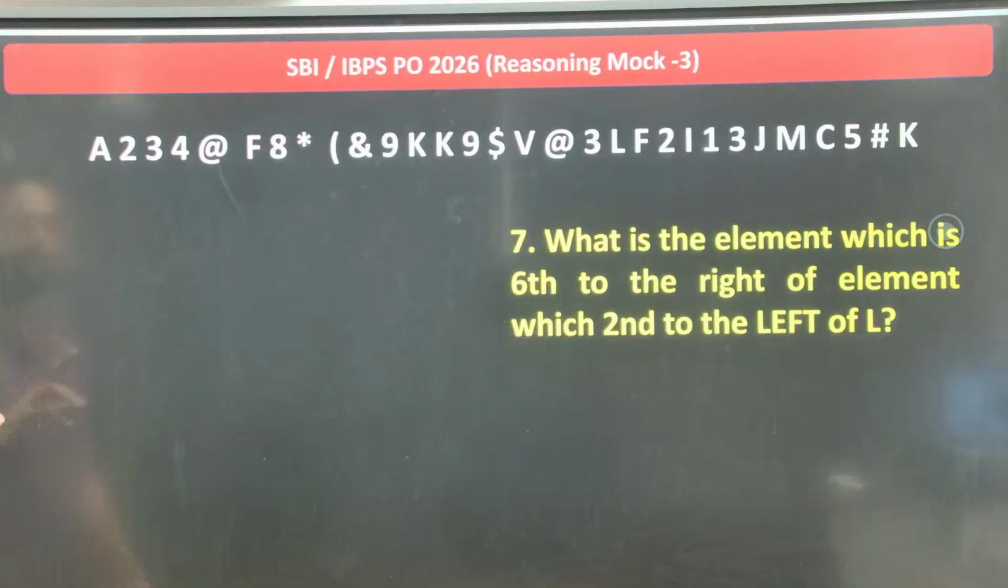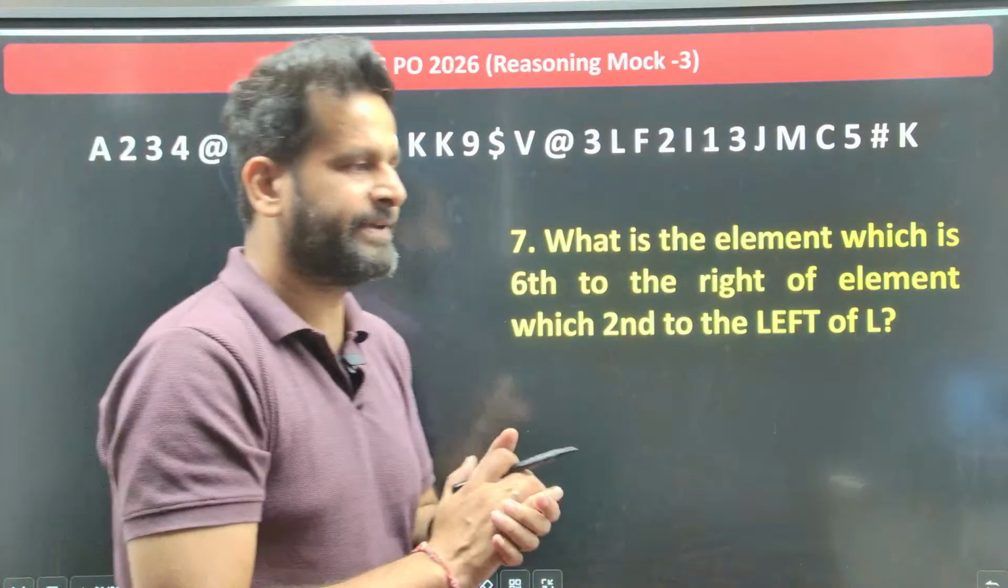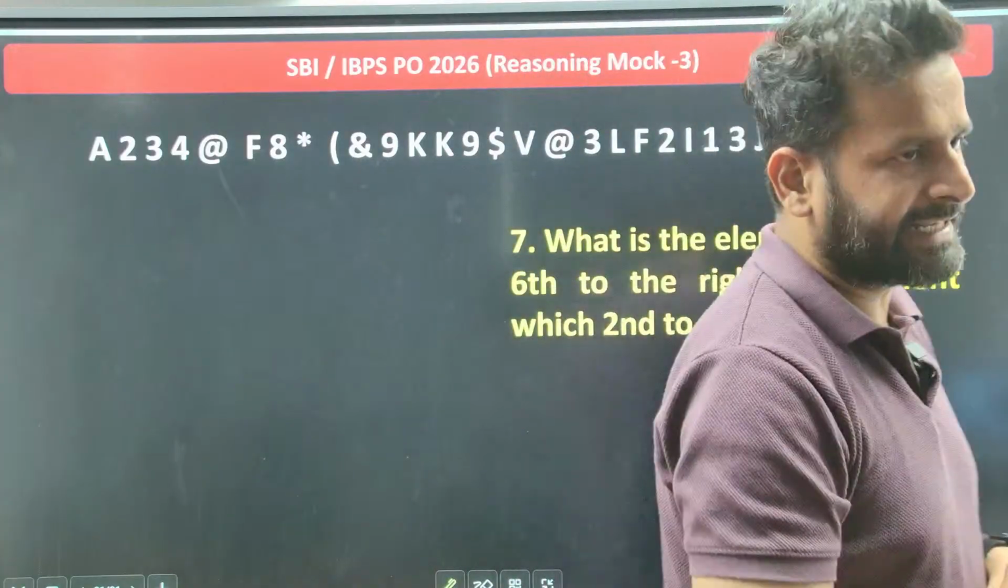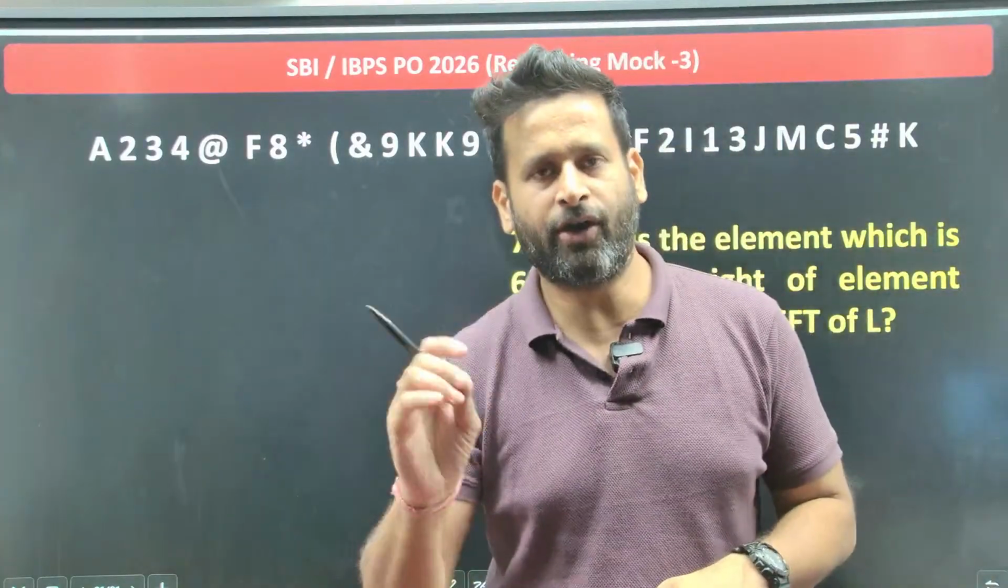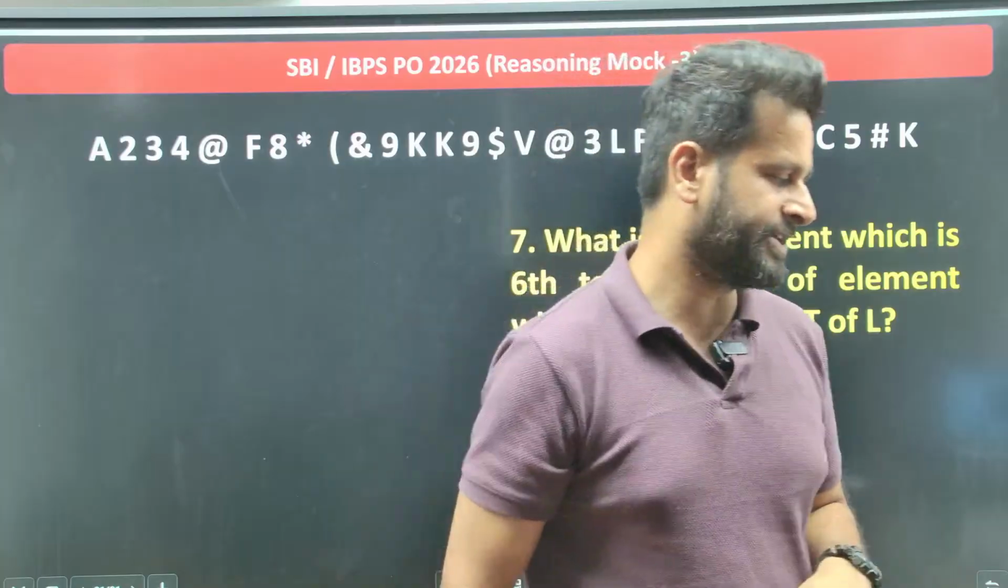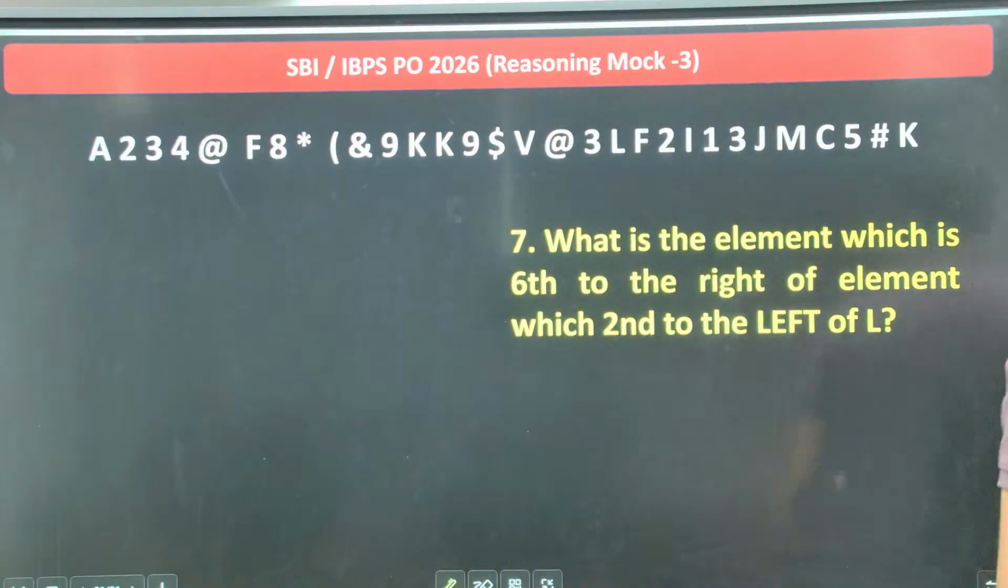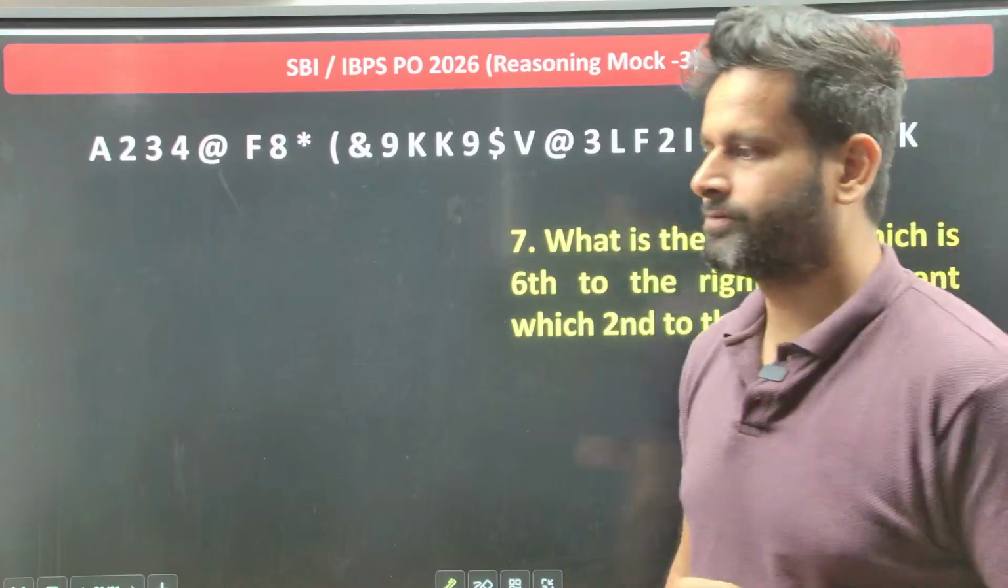Same series. So if one proper alphanumeric series is coming, then definitely you will be getting 4 to 5 questions in all your preliminary examinations of banking as well as the insurance sector. Check this out.